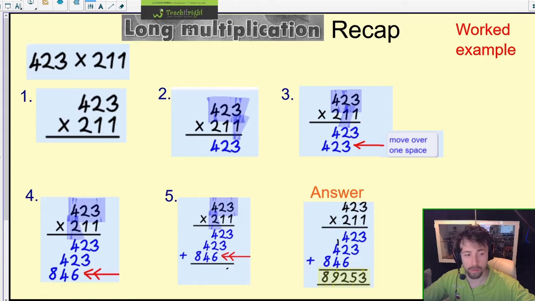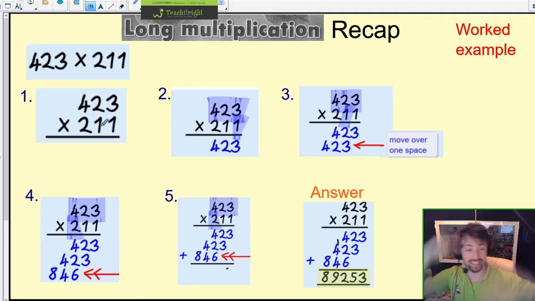Just a quick long multiplication recap. Now this is just to go over column multiplication. It shows you step by step, and this is the most standard method. The reason I like to talk about it is because I think it shows the understanding. So if I was to write this out, I've set it up in this style here: 423 times 211.